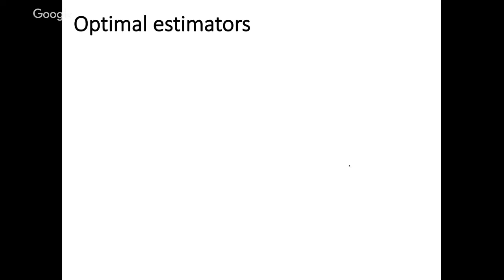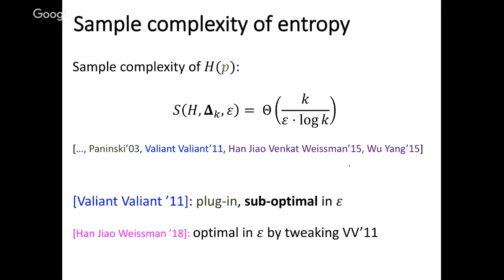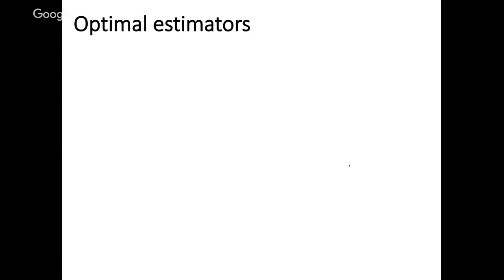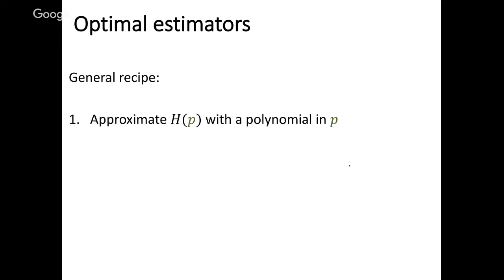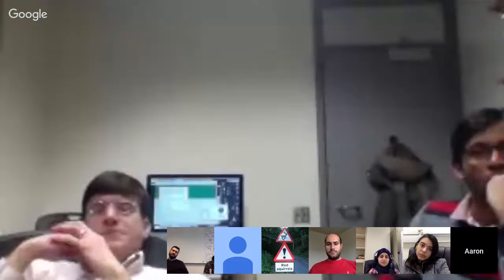Okay, so let's look at what these optimal estimators are that achieve this k over epsilon log k. How do these estimators behave? So a general recipe that most of these estimators for most of the properties, including entropy, follow is the following. You first estimate h of p, or any function that you are interested in, with a polynomial.